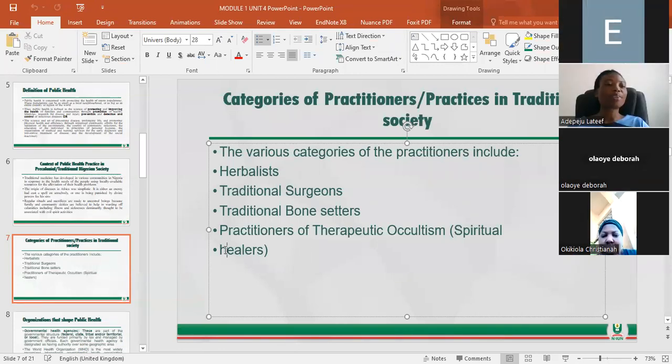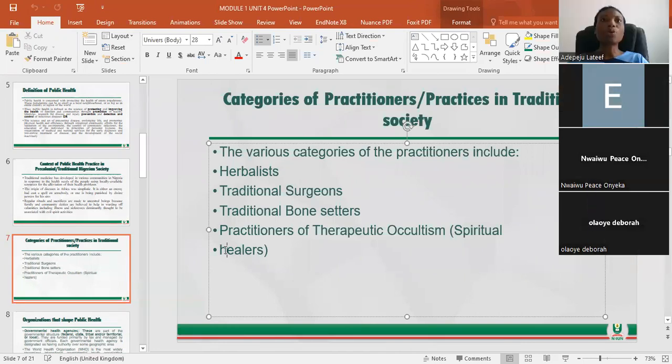Elizabeth, yes, ma'am, you may go ahead. Herbalists, traditional surgeons, traditional bone setters, practitioners of therapeutic occultism, in brackets, spiritual healers. Yes, those are the major categories of traditional practices that we have in the society. So we'll have to unpack them now.